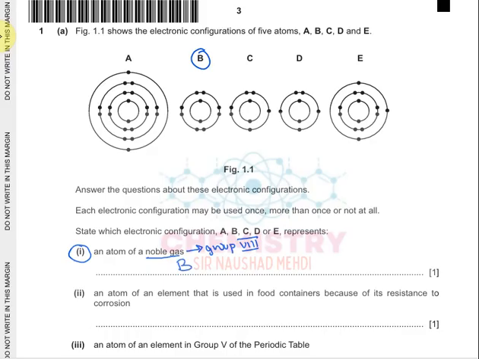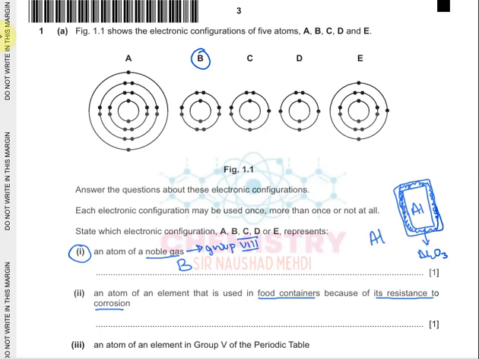An atom of an element that is used in food containers because it is resistant to corrosion. You have studied in the chapter of the metals that there is one element which is aluminium, and aluminium is a metal which has already a protective layer surrounding it, right? That protective layer is of aluminium oxide, Al2O3, and this will not allow the aluminium to get corroded easily. So that's why we can use aluminium in the food containers.